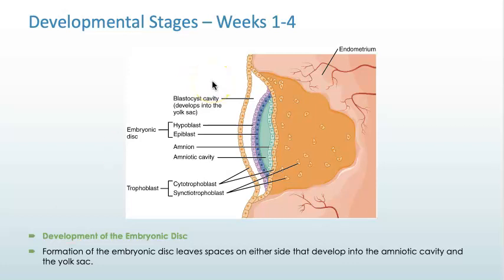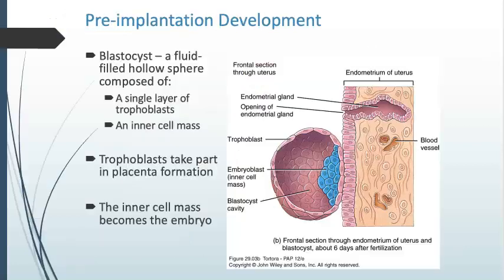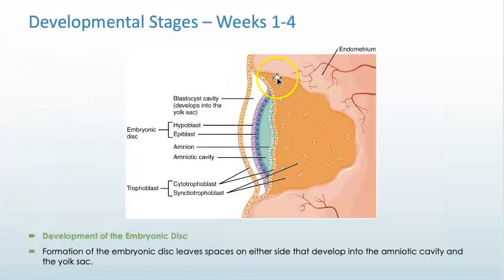Okay, so we saw in the prior lecture that we had our blastocysts, our trophoblast cells, and our inner cell mass. Here's our endometrial lining. Again, those cells will digest part of the endometrial lining, eventually burrowing that entire cell mass into the endometrial lining. That's what you're seeing here.